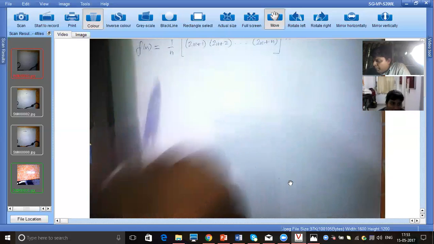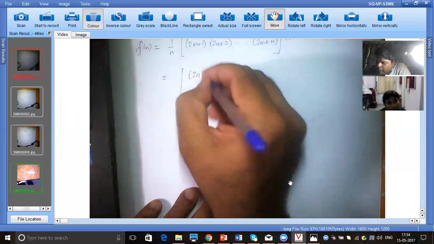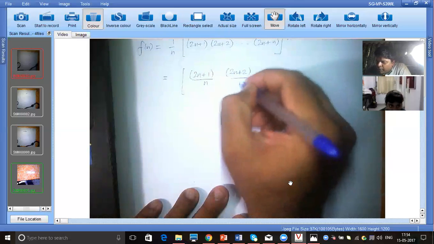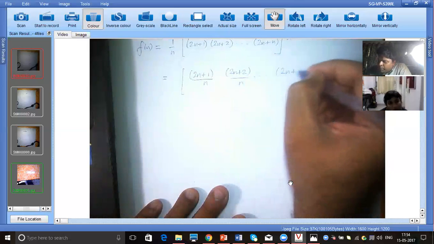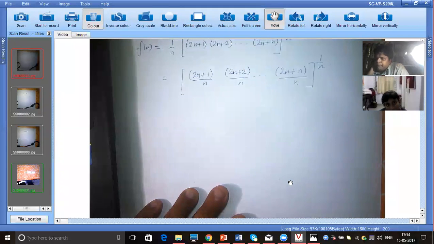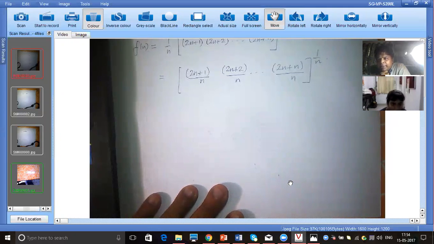So am I making any mistake if I did this? It is equal to (2n plus 1)/n, (2n plus 2)/n, (2n plus n)/n, whole to the 1/n. So far, that'll give me n to the n, whole to the 1/n, and n to the n/n. That'll give me n out. I think so far I have not violated anything.